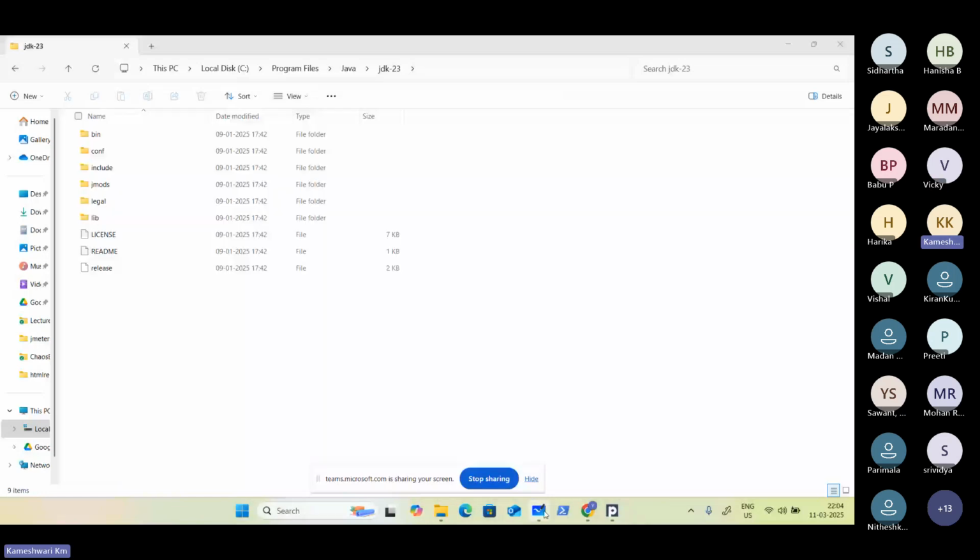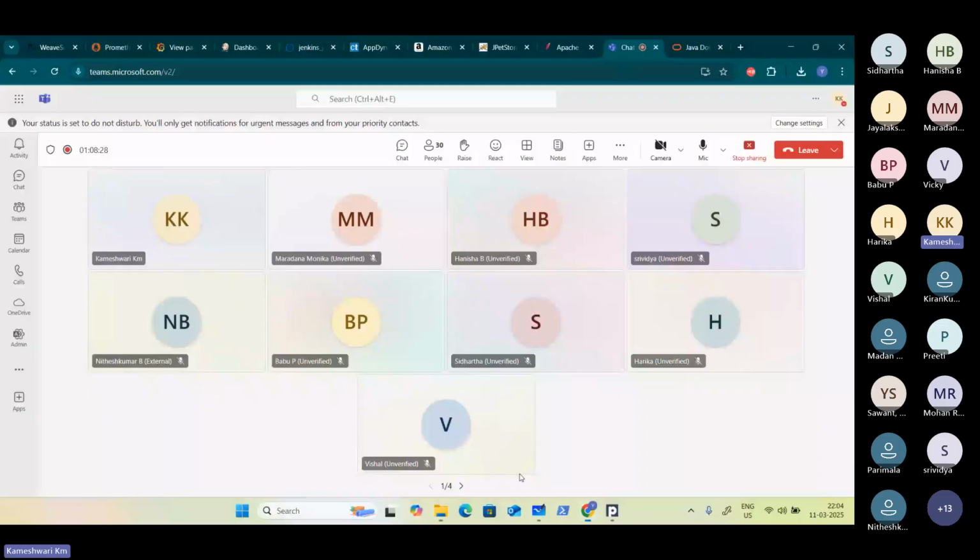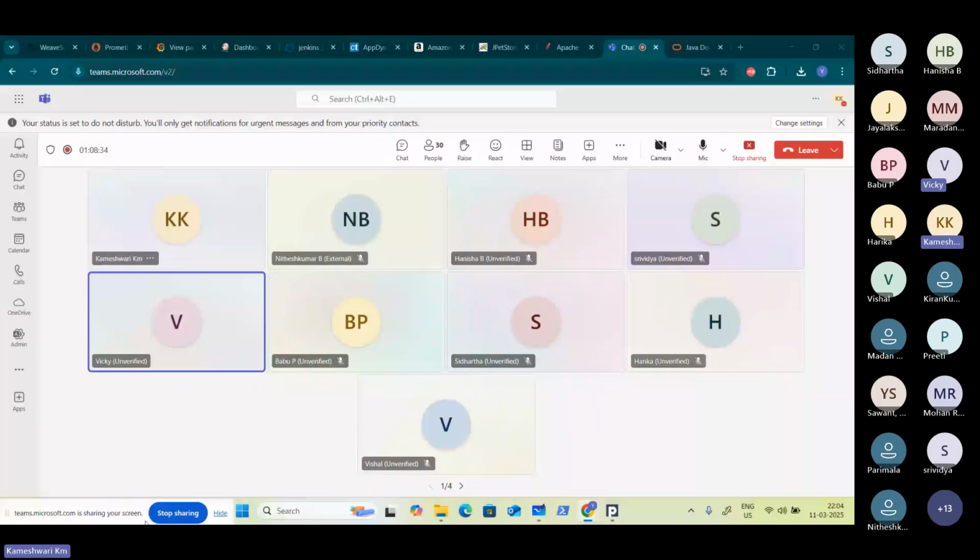Now the second step is to download JMeter. So for that, yeah, any questions in the first step? Anyone has? Yeah, Vishnu, are there any compatibility Java version issues with the JMeter? No. You can choose any one from 18 to 23.